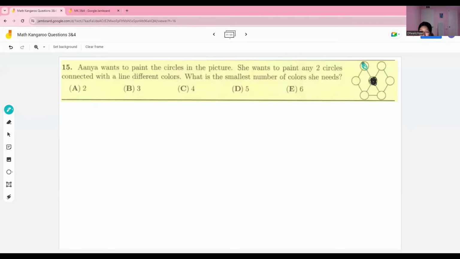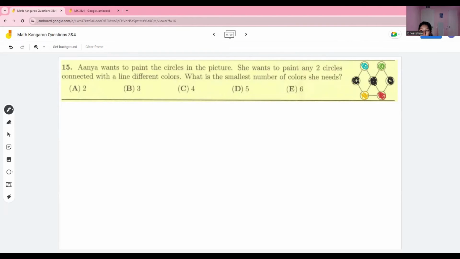then the one over here has to be a different color, and the one to the right of it on top has to be a different color. The one to the bottom left has to be a different color, and the one to the bottom right has to be a different color as well. However, the sides can both be black for this question.